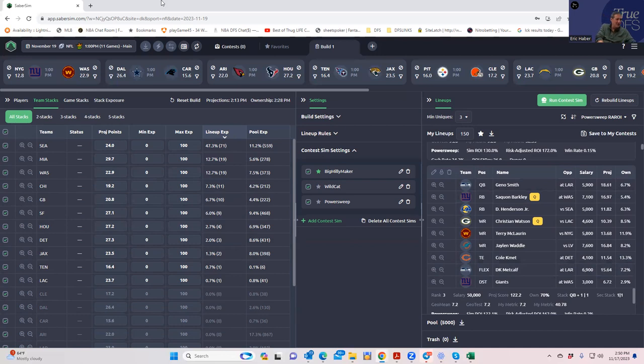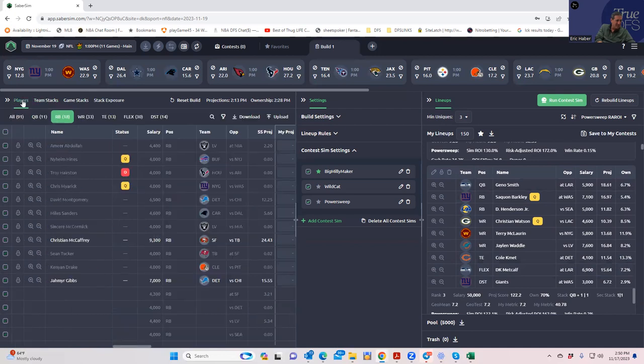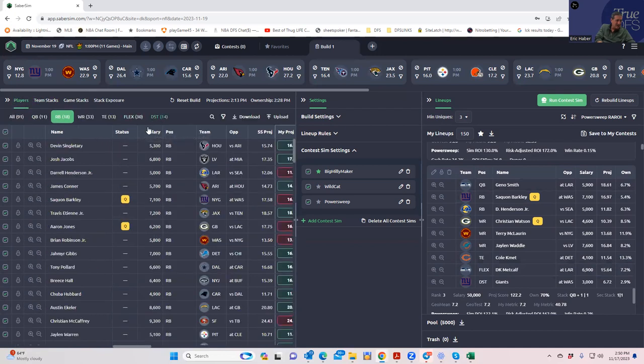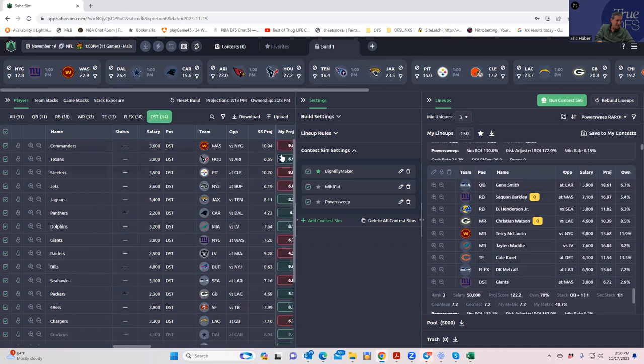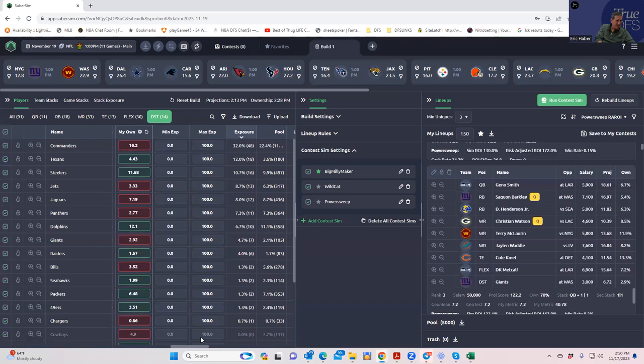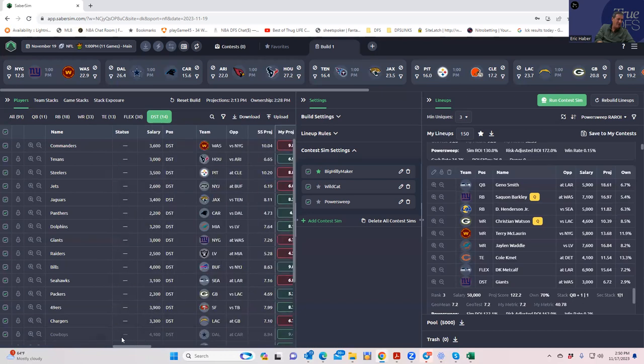And let me see what else I can show you. Do I want to see what the defenses look like? Like in this build, we get Commanders against the Giants, I suppose, 30% owned. So that would be the one I might have to pare back just because, again, I don't like that much of any defense in general. And then you see Texans, Steelers. So not really a lot of cheapos there.